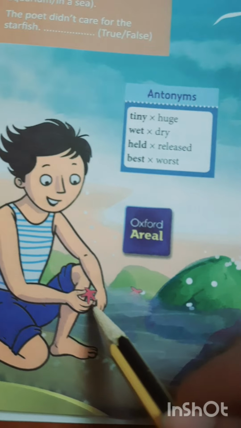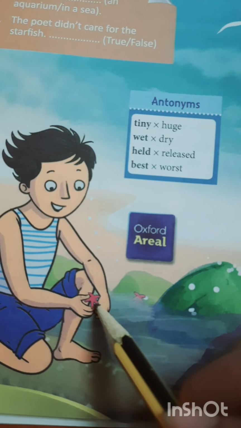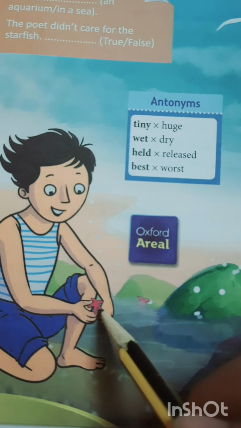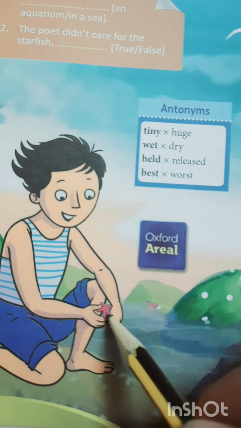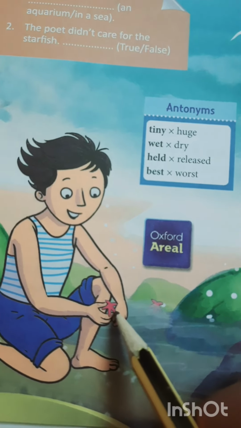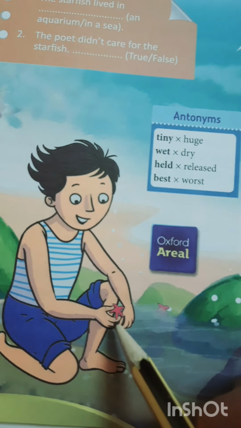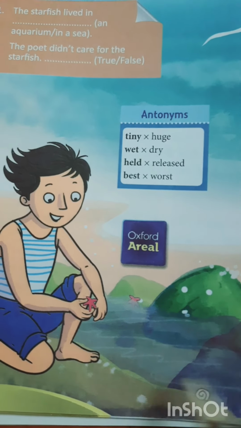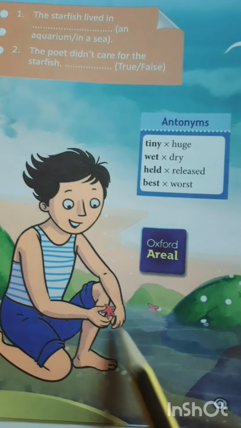Okay, children? It is wet and it is a golden starfish. Belonging to no one. Yes, no one in the world can say that this starfish is mine. Because it belongs to the ocean. It belongs to the tide pool.